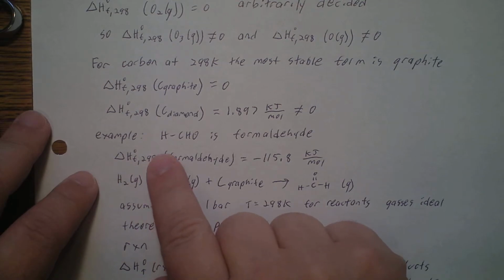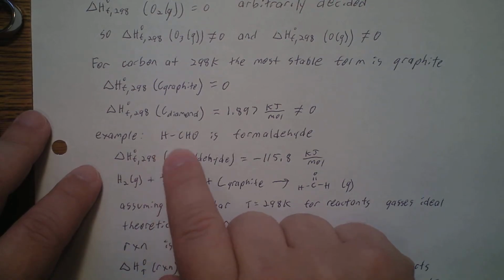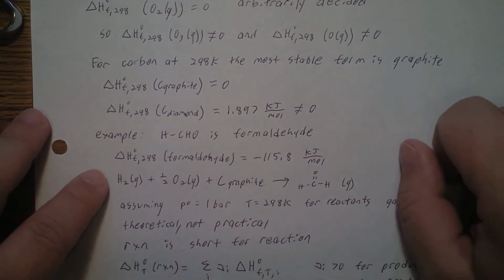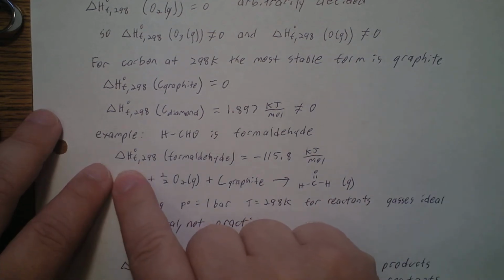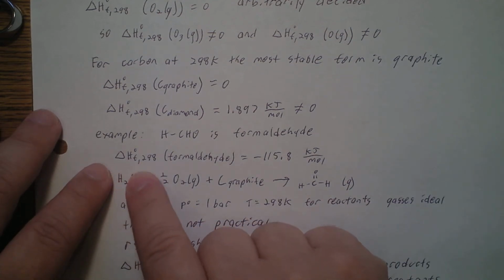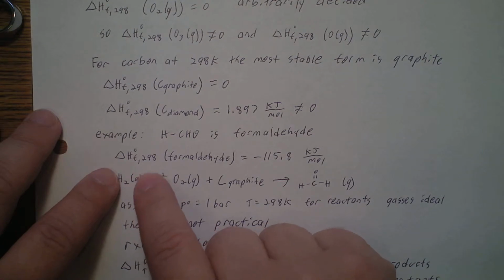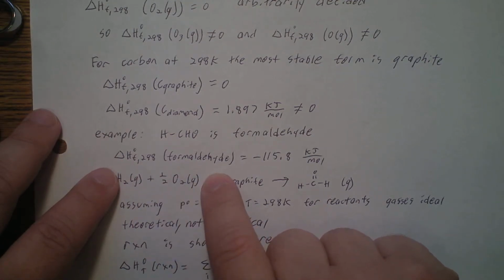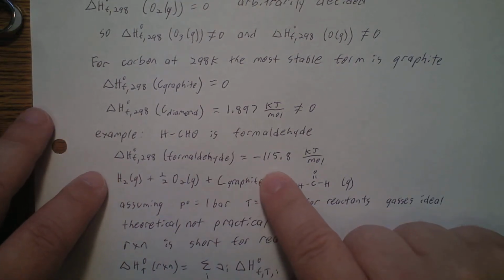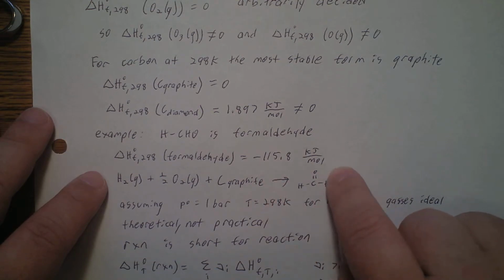So let's say we have this compound HCHO, which is formaldehyde. What's the standard enthalpy of formation at 298 kelvins for formaldehyde? Well, it's negative 115.8 kilojoules per mole.